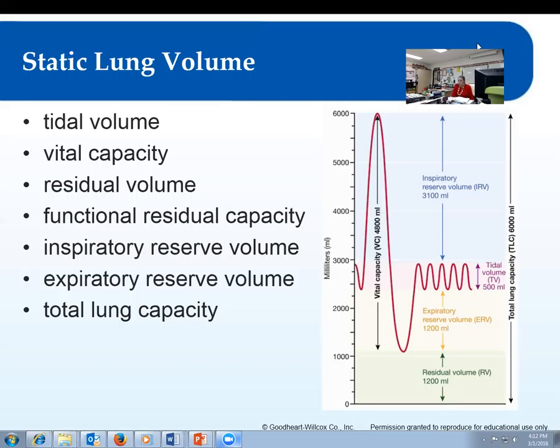Followed by a maximal expiration. So just a normal breath and then maximum expiration. That's how you figure out tidal volume.